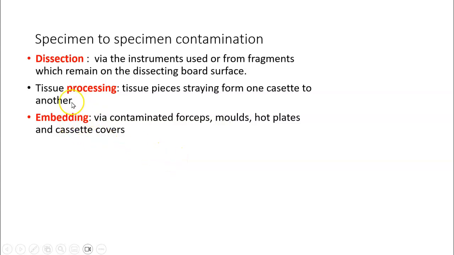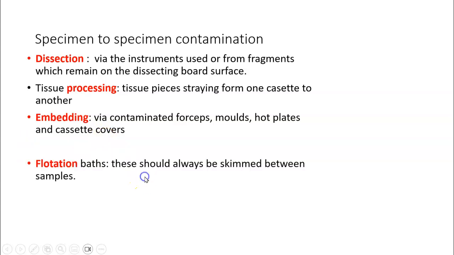Embedding is another very important and rather common station for contamination. This happens when little bits of one specimen get caught in the grooves or the teeth of a forceps, and then it gets transferred into the next specimen. So you can get it from the forceps, from the molds, the metal molds, the hot plates, or cassette covers. And then flotation baths, when the sections are swimming in the flotation bath before fishing, sometimes bits of other sections can also come onto the wrong slide.